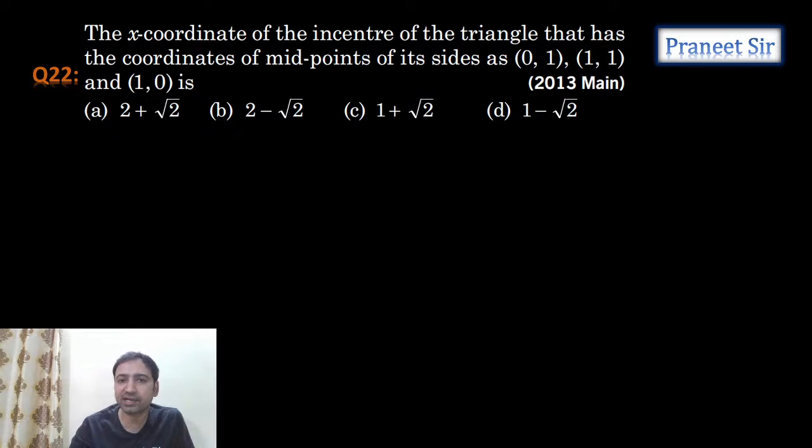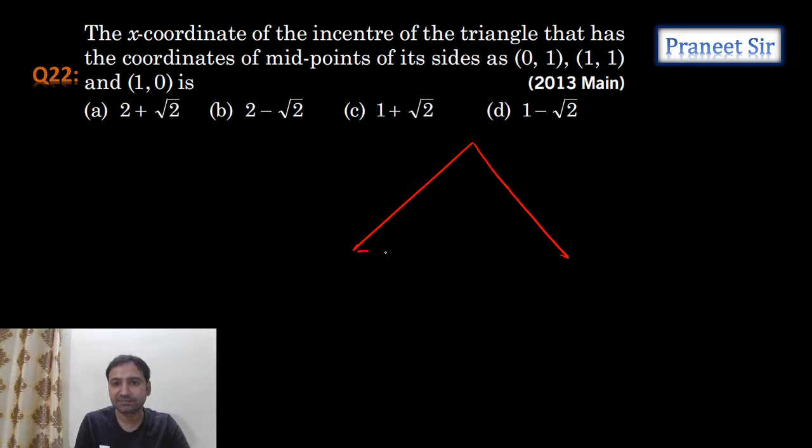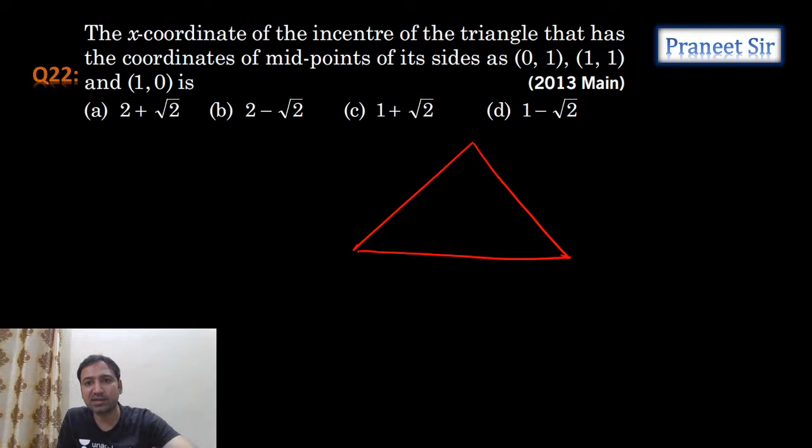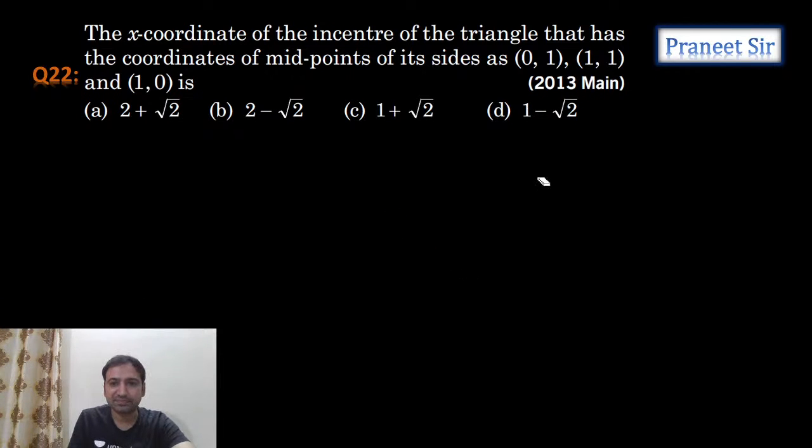Yeah, this is the next question, guys. Start doing this question. Find the x coordinate of the incenter of the triangle that has coordinates of the midpoints of the sides. So the midpoints of the sides are given, guys. Otherwise, you can locate them in an XY plane also. That is also fine. Why? Because all these are known points only.